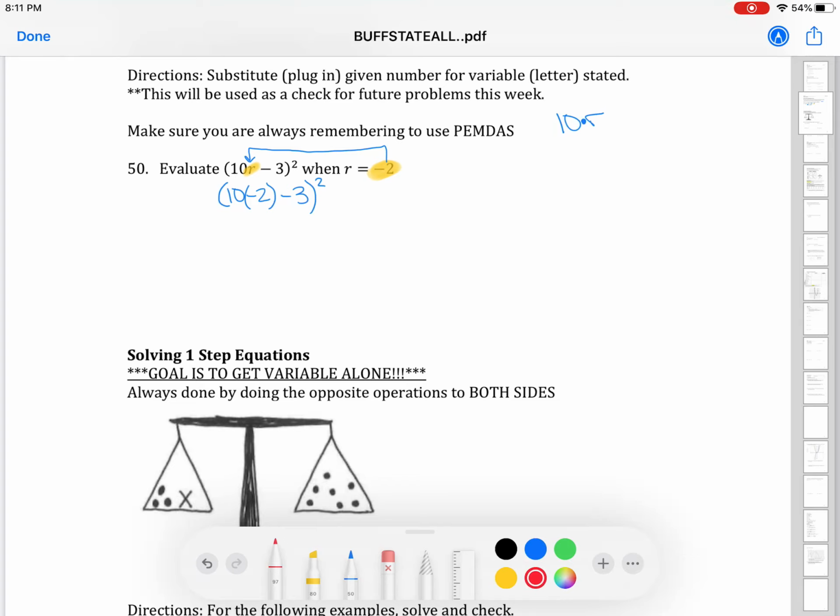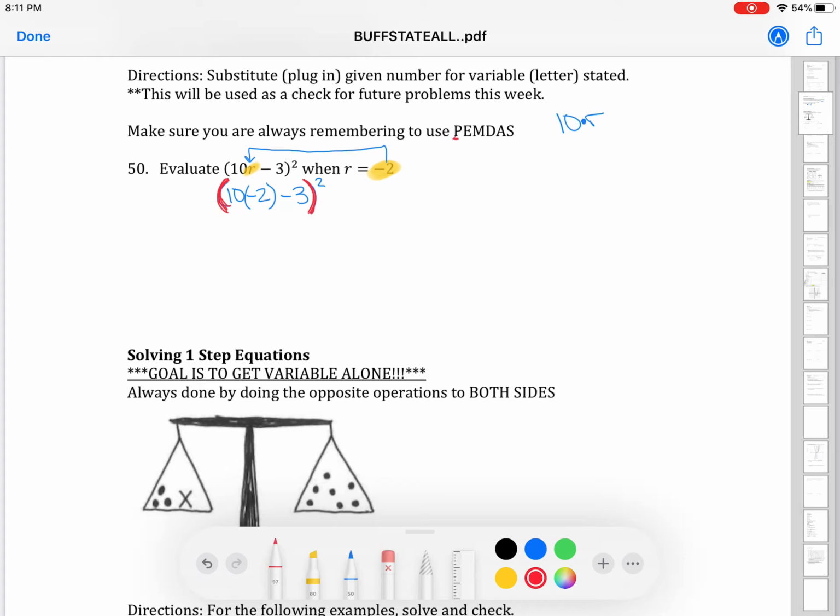Okay, then I bring down the -3. I bring down the squared. So that's everything. Now, we definitely haven't done one like this. We're going to start with the P in PEMDAS, which is parentheses, and there's a lot going on inside of the parentheses here. So I'm using the red to show what I'm going to work on first. Everything inside of the red needs to be done first.